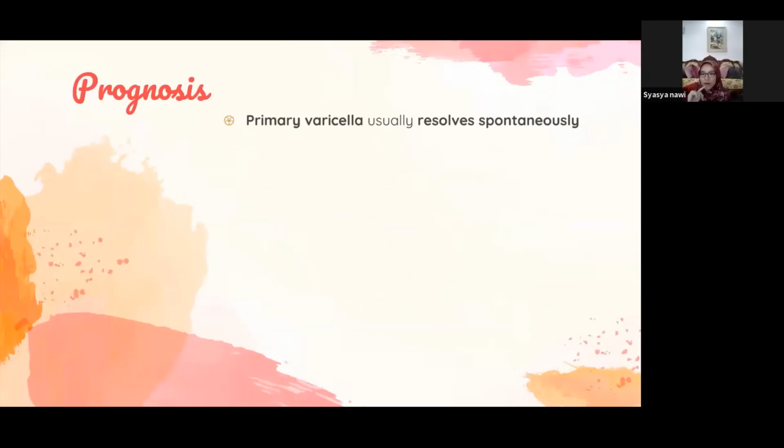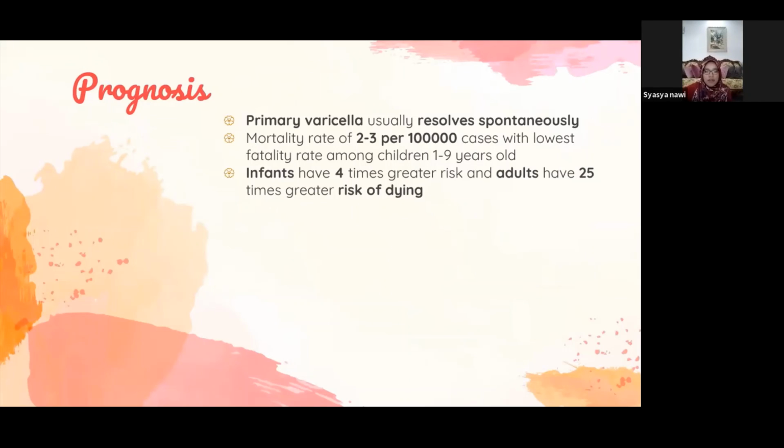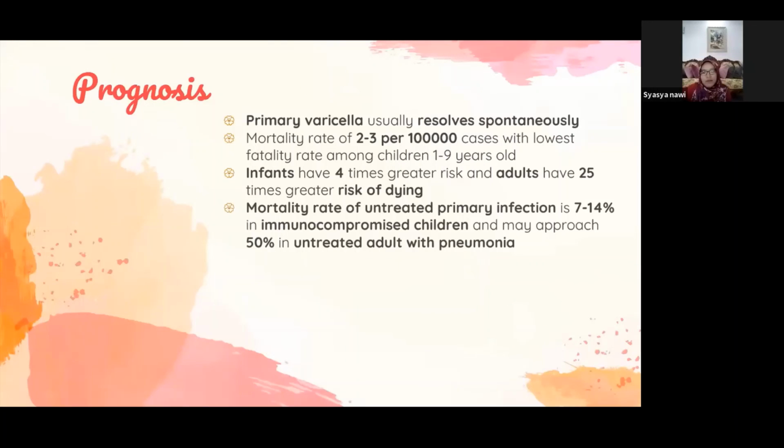for the prognosis, primary varicella usually resolves spontaneously, and the mortality rate is usually 2 to 3 per 100,000 cases, with the lowest fatality rate among children 1 to 9 years old. Infants have 4 times, and adults have 25 times greater risk of dying because of varicella. The mortality rate of untreated primary infection is around 7 to 14% in immunocompromised children, and may approach 50% in untreated adults with pneumonia.